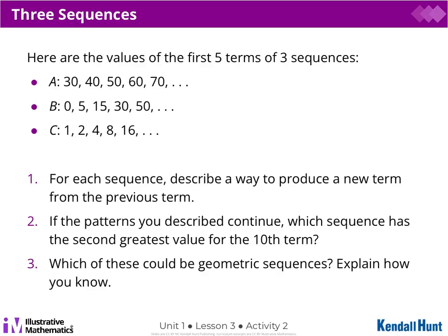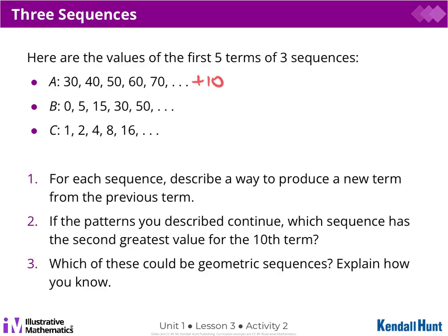Here are the values of the first 5 terms of 3 sequences. Now figure out what's the change in each. In sequence A, a sequence is just a list of numbers. That's all a sequence is. You go 30, 40, 50, 60, 70. So we can see we're adding 10.